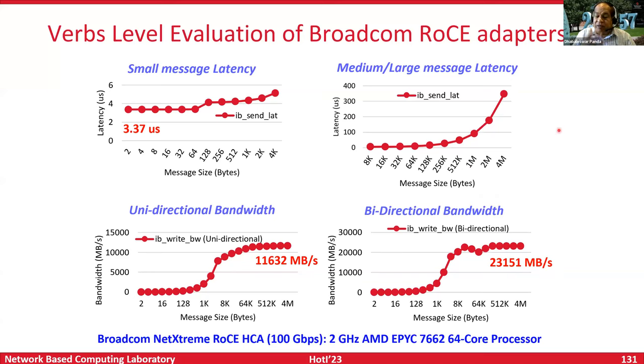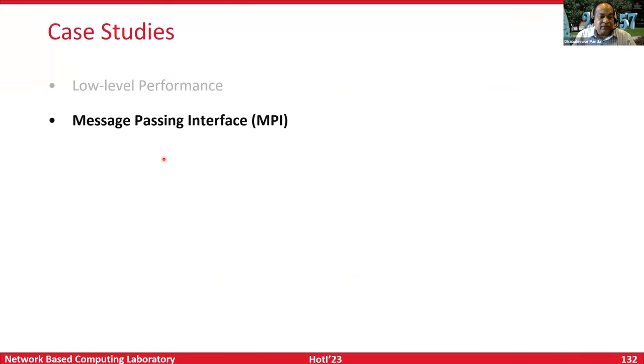Compared to, let's say, native InfiniBand. This is like I was telling, Broadcom has gone to this RoCE standard. So these are some of the numbers. You get low-level numbers around 3.37 microseconds. This is Thor 1. Now they're working with Thor 2 and all, and then we'll see how those numbers come out.